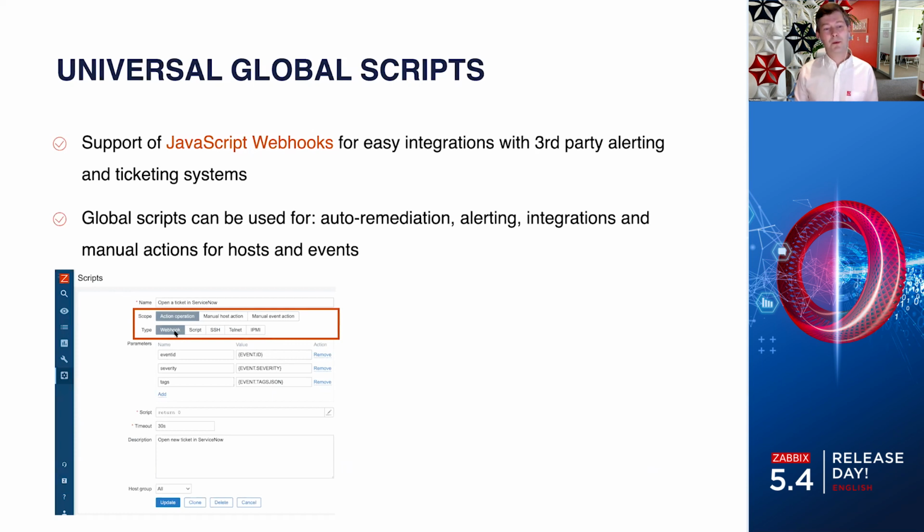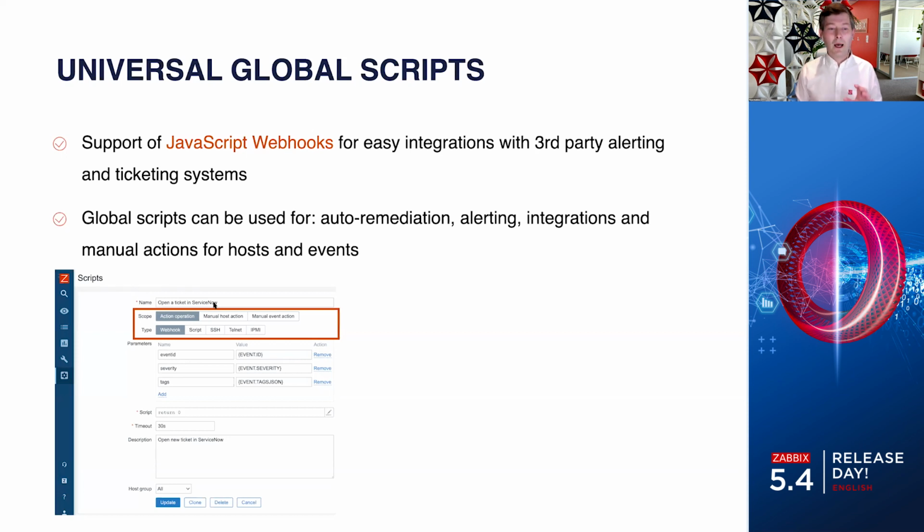And this particular script will be based on a webhook. It will accept parameters like event ID, event severity, and tags in a JSON format. Then I have a script which opens a ticket in ServiceNow. So this is my global script to open a ticket in ServiceNow.